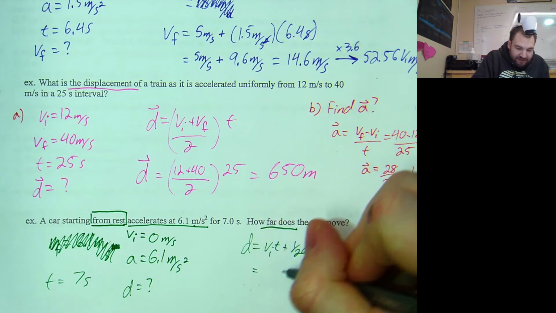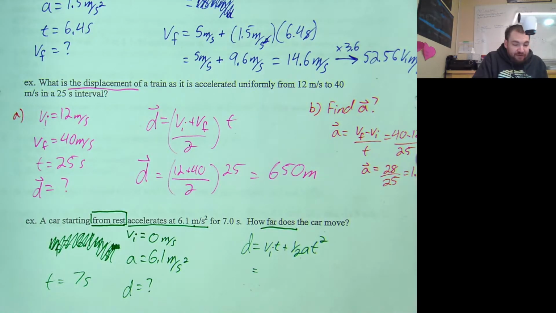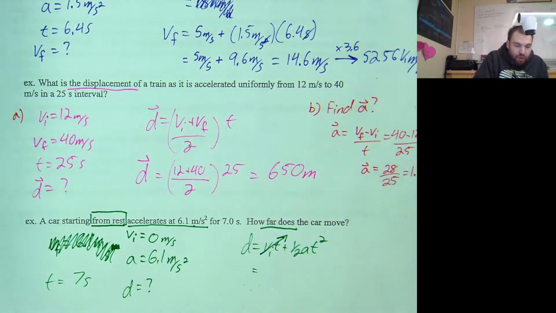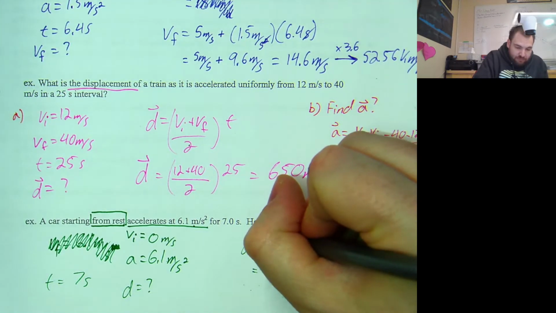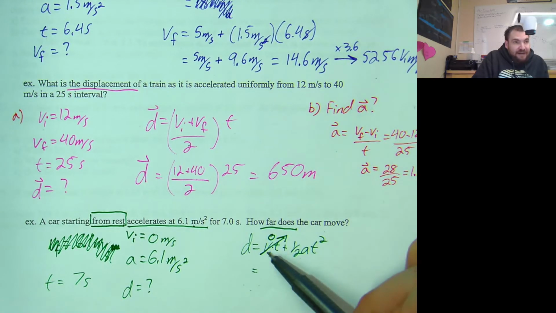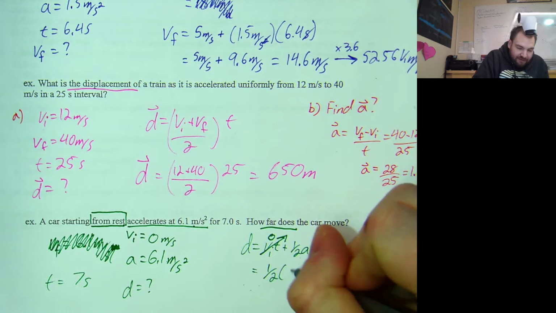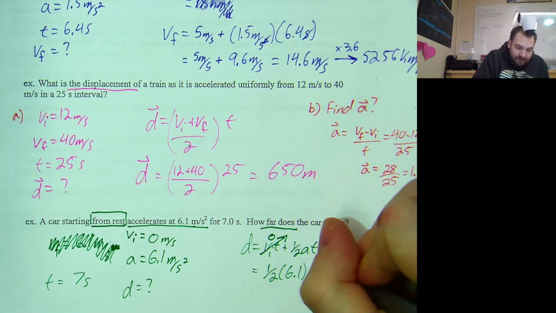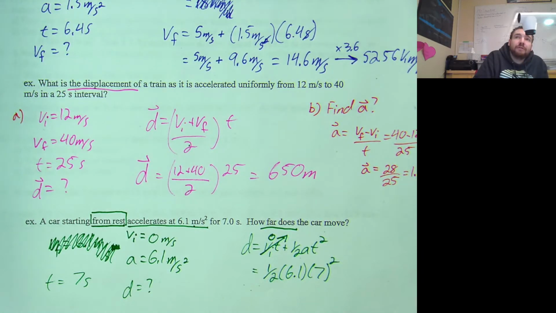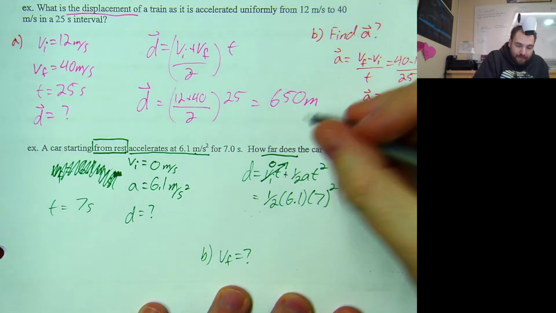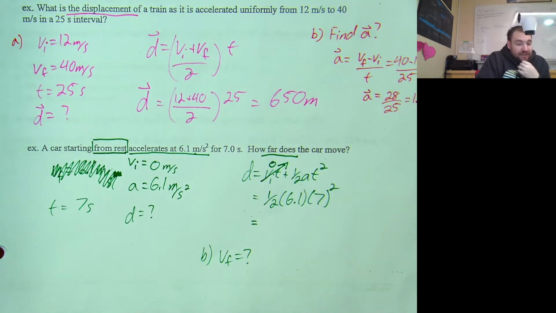So my initial velocity was 0. We like it when the initial velocity is 0 because this whole term goes away. Because I have a VI times a T. Well, if VI is 0, 0 times anything is 0. So then I want just the half times 6.1 times 7 squared. How far did the car travel in the 7 seconds it was accelerating?